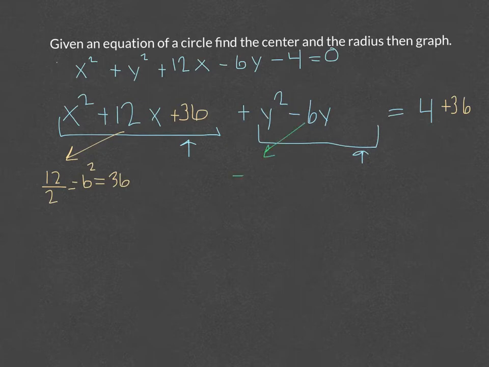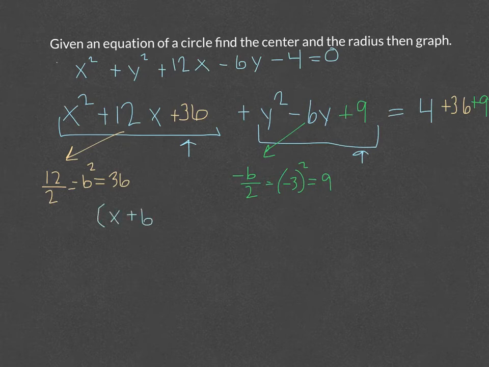I'm going to take this negative 6 and divide it by 2. That would be negative 3. And then negative 3 squared would be 9. So I'm going to add 9 here to make a perfect square. Now that I've completed the square, let's write the perfect square trinomials. Or binomials, sorry.